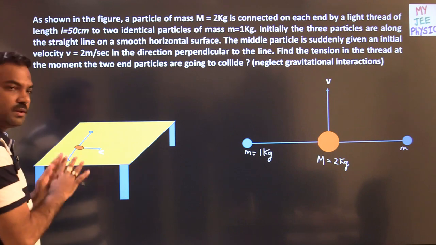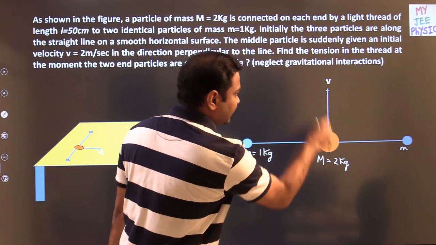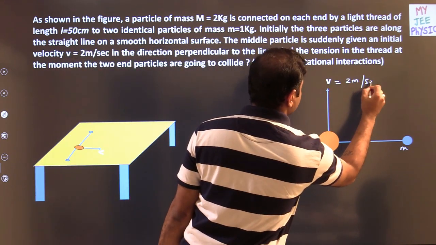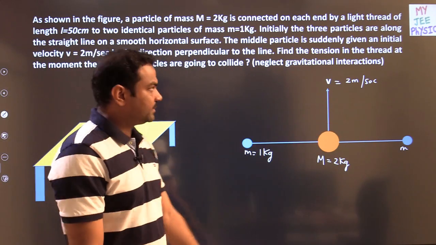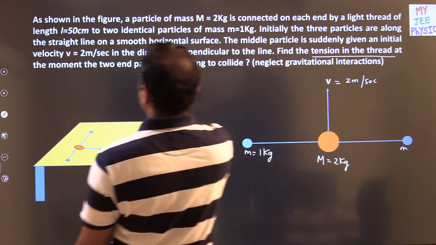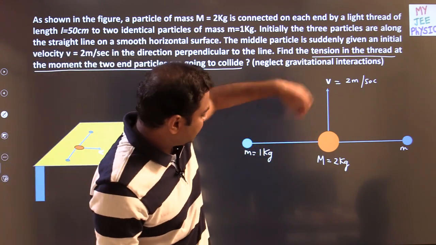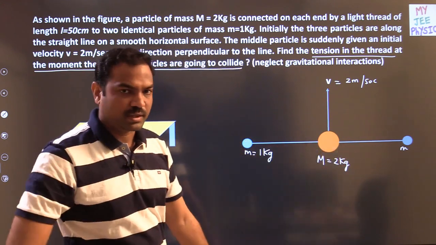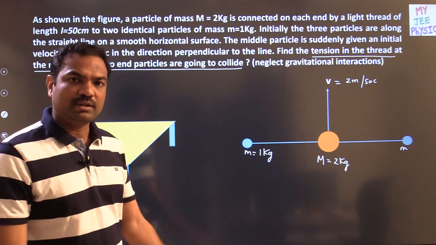Something like this, on a smooth horizontal table, and the middle mass is given some velocity v, which is 2 meter per second, perpendicular to the strings. Then when they are about to collide, what is the tension in the string? As it is projected, these particles will move towards each other because of tension forces.